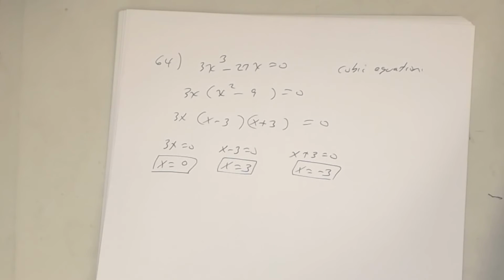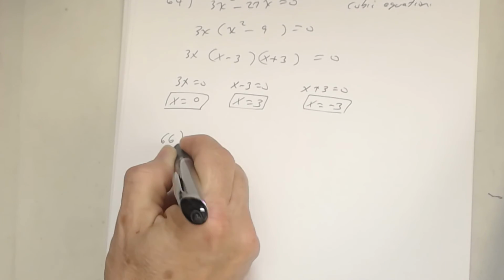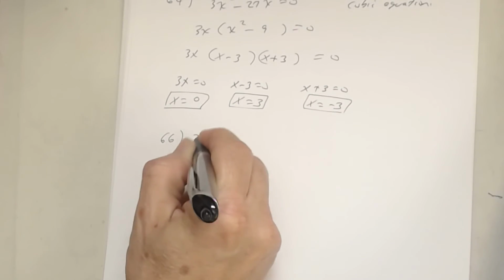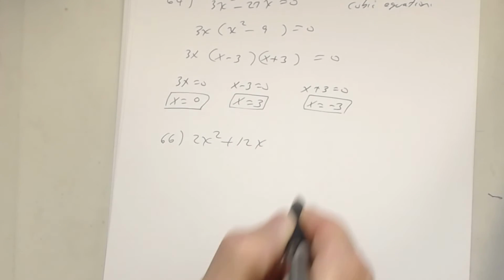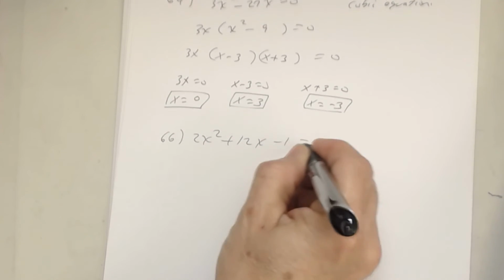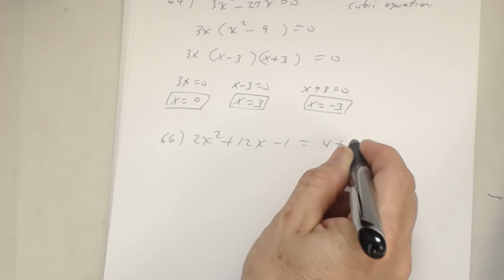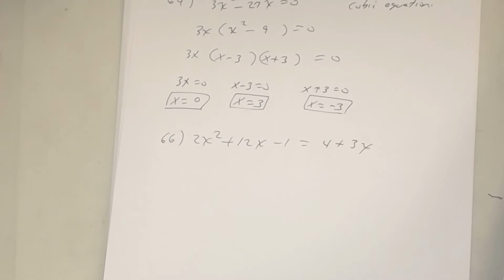Okay. So that was 64. 66. You have 2x squared plus 12x minus 1 equals 4 plus 3x. What kind of equation is this? Quadratic. Is it in standard form? No.